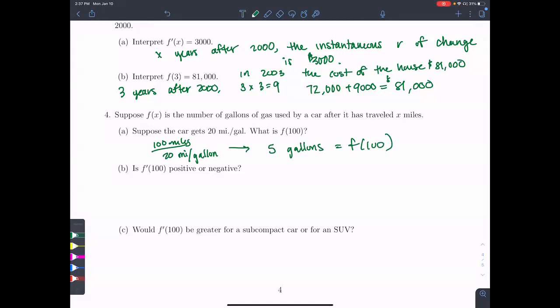Is f prime of 100 positive or negative? So is the rate of change of the number of gallons of gas being used by a car increasing or decreasing? And is it positive or negative? It should be positive, that rate of change, because you should be using more gas the further you travel.